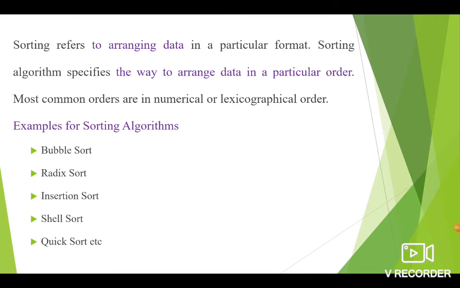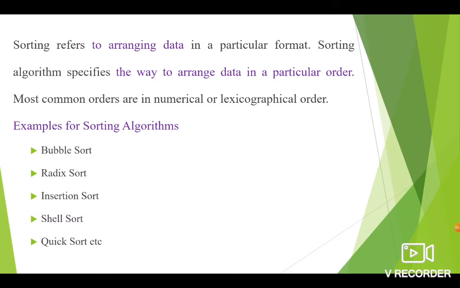So, what do you mean by sorting? Sorting refers to arranging data in a particular format. To do sorting, we have several sorting algorithms. These sorting algorithms specify the way to arrange the data in a particular order. The order may be ascending order or descending order. The most common orders are numerical or lexicographical order.